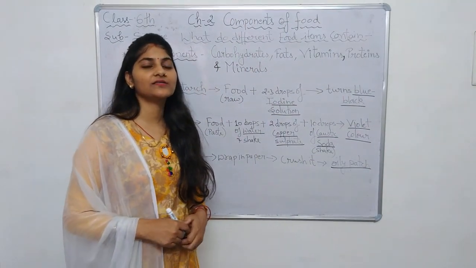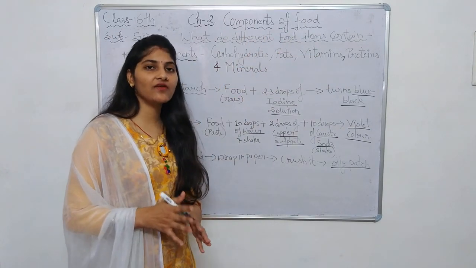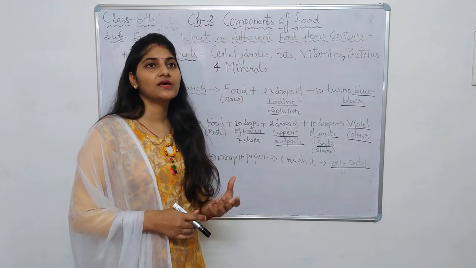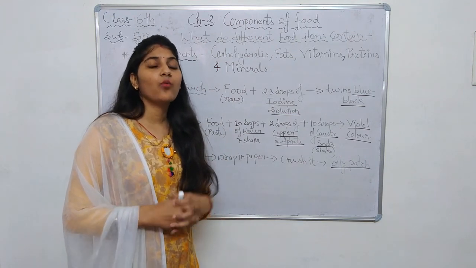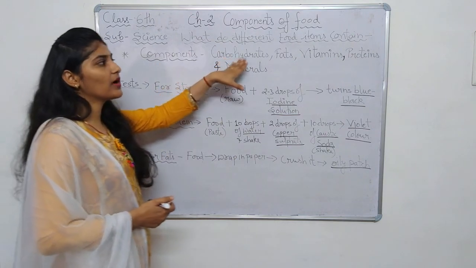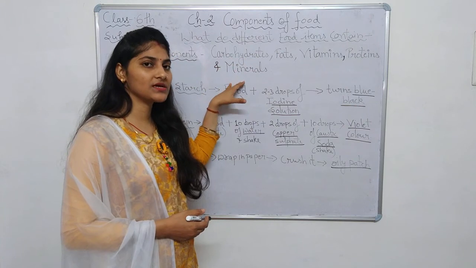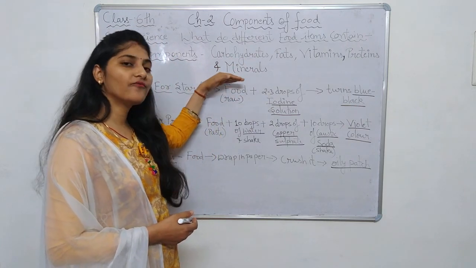We are going to start our second chapter, that is components of food. As we have already studied in our previous classes, what are the different components of food? These are carbohydrates, fats, vitamins, proteins and minerals. These are the components of food.